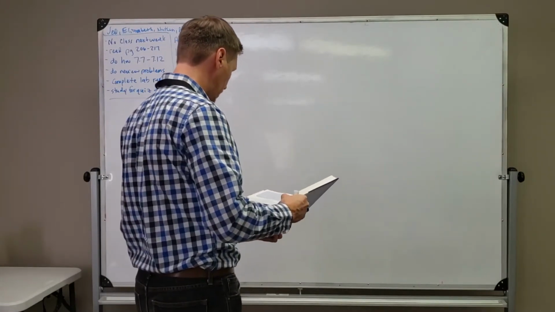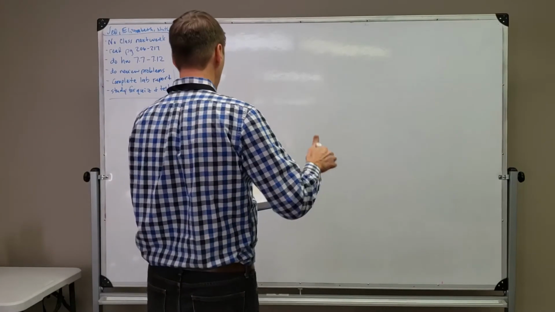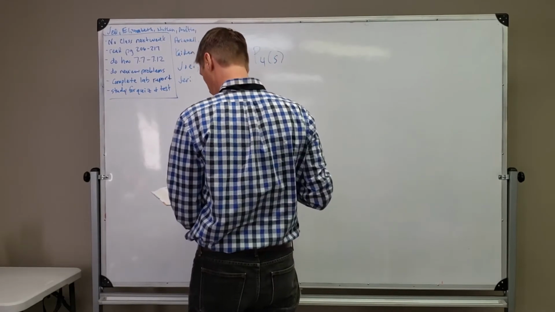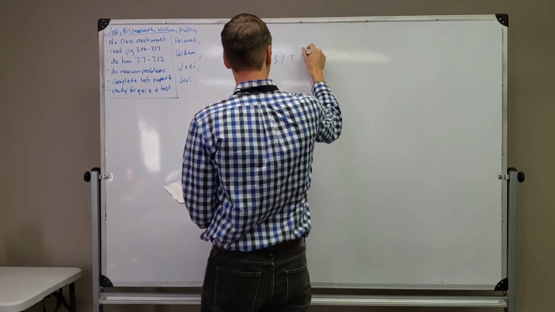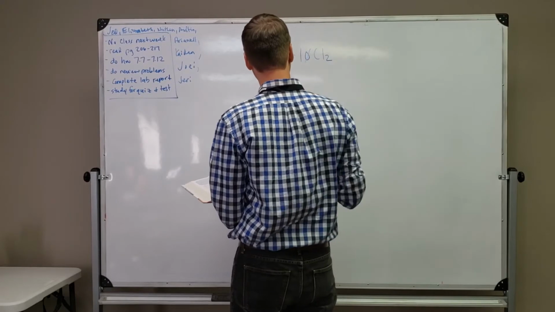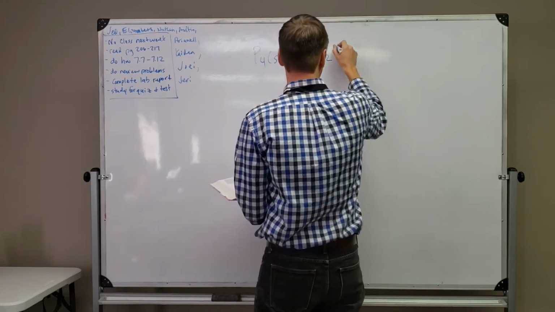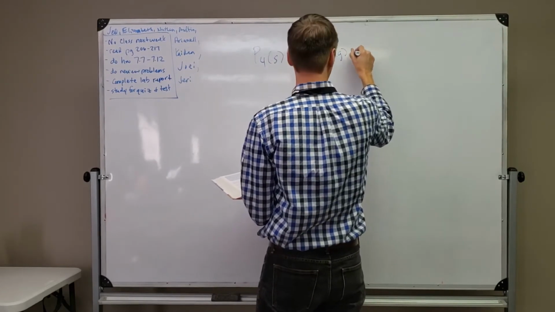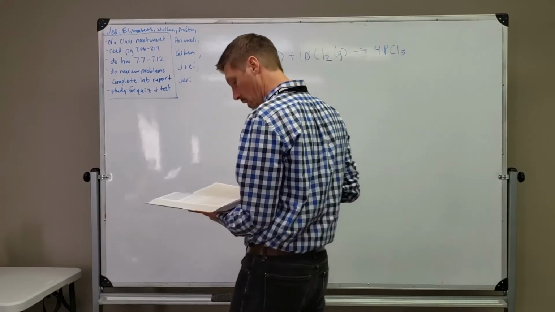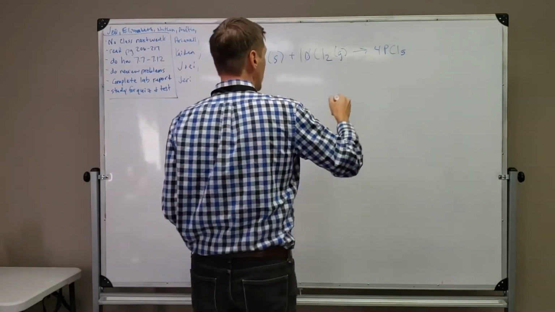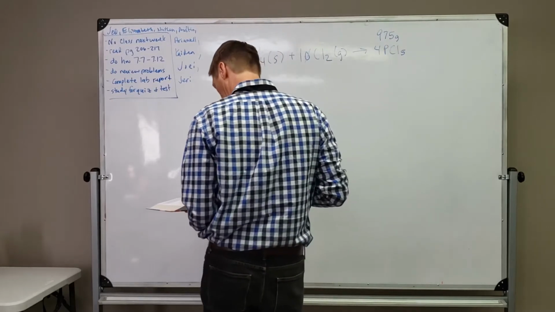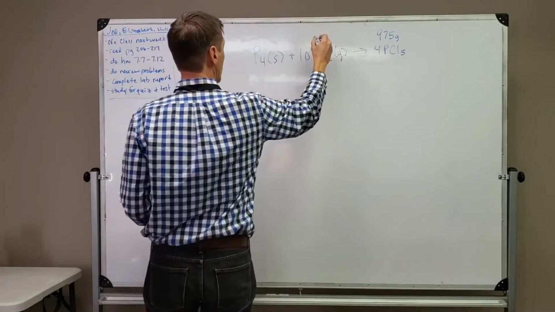PCl5 is used in the manufacture of some pesticides, and it can be produced as follows. We take solid phosphorus, P4, and combine it with chlorine gas, 10Cl2. That's a zero there, not an O. As a gas, to produce 4PCl5. And so if a chemist needs 975 grams of this stuff, how many grams of Cl2 does she need?